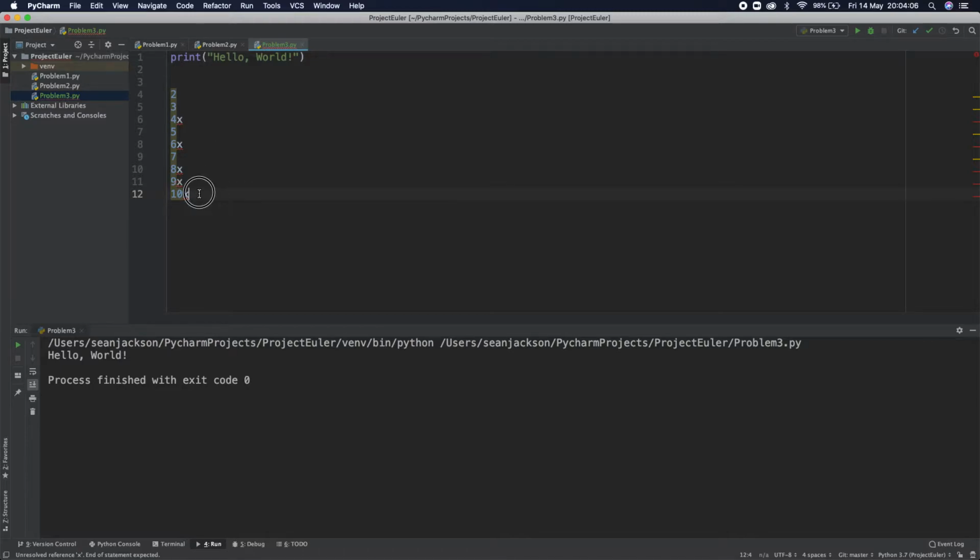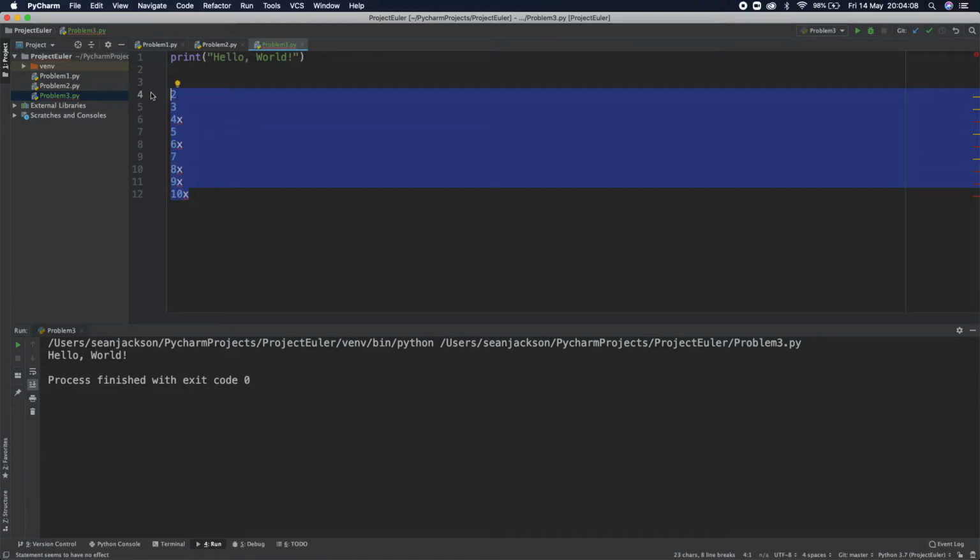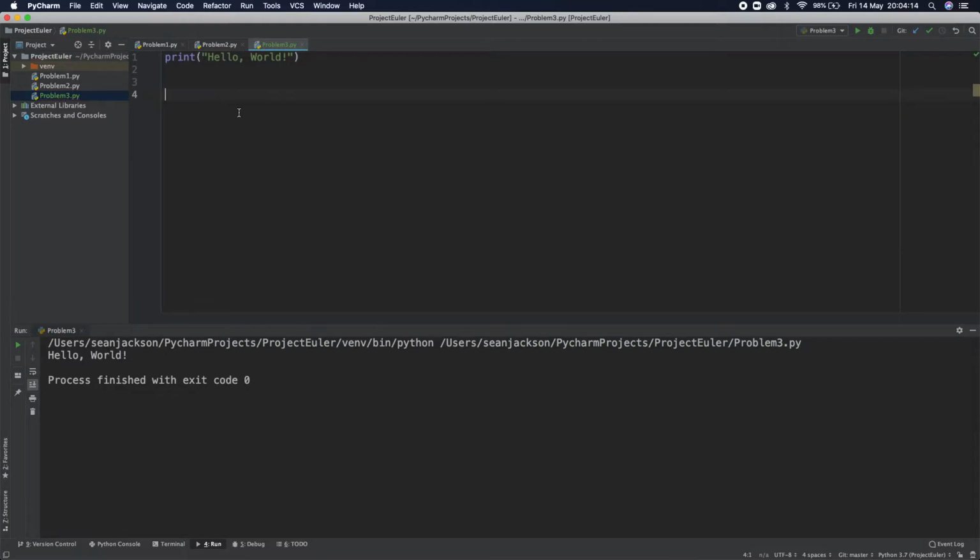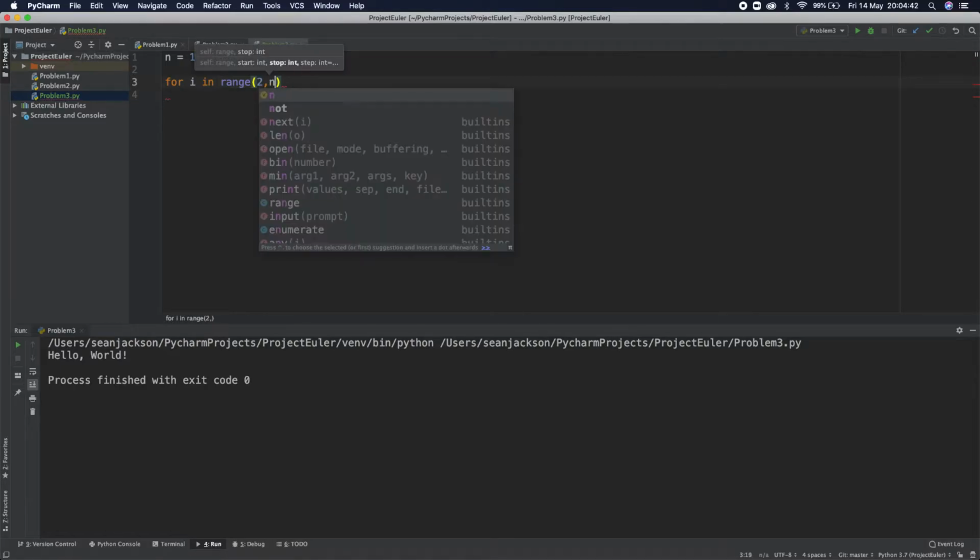So we can do a similar thing to find the prime factors: we can keep diluting down a number until we are left with its factors. So let's see what we can do here. Let's take n equals 13,195, and see if we can recreate the example. So if we start with 2, for i in range 2, let's just put the upper bound on n for now.